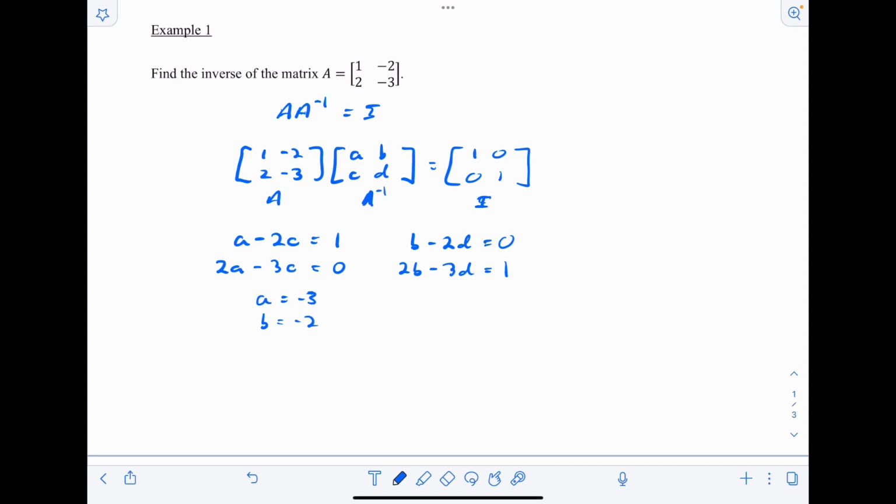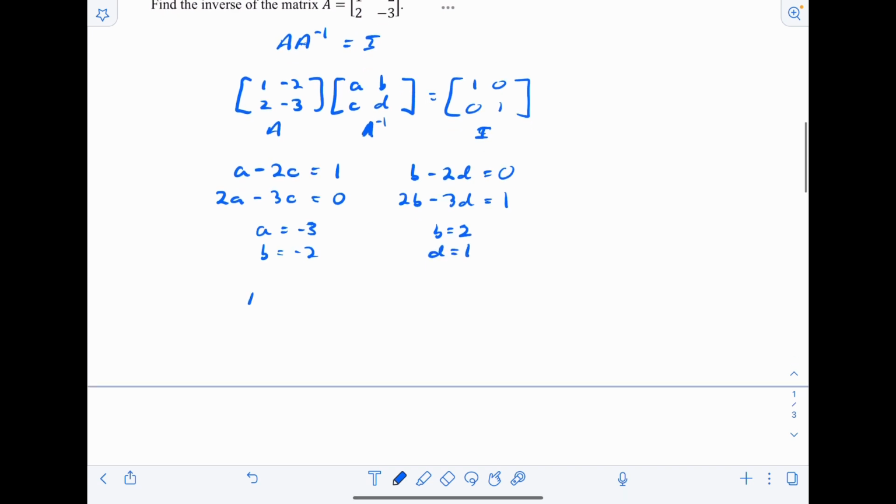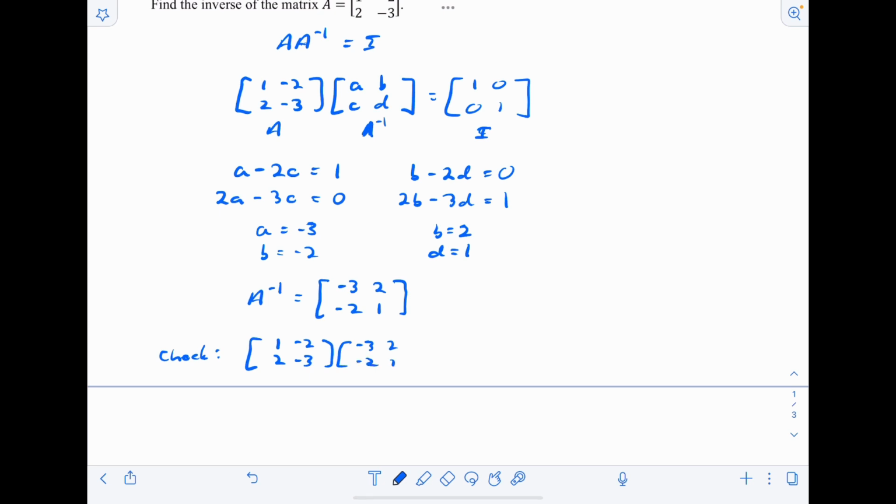And for the second set, B is 2 and D is +1. Okay. What that tells me then is that my inverse matrix is -3, 2, -2, 1. So the check for that, if I want to actually check to make sure that this is correct, is simply to take A times A inverse. If I take matrix A, I multiply by the answer that I just found, the inverse -3, 2, -2, 1.